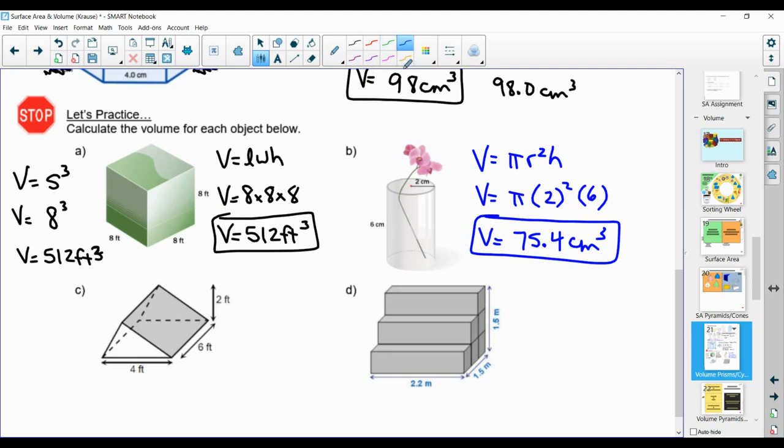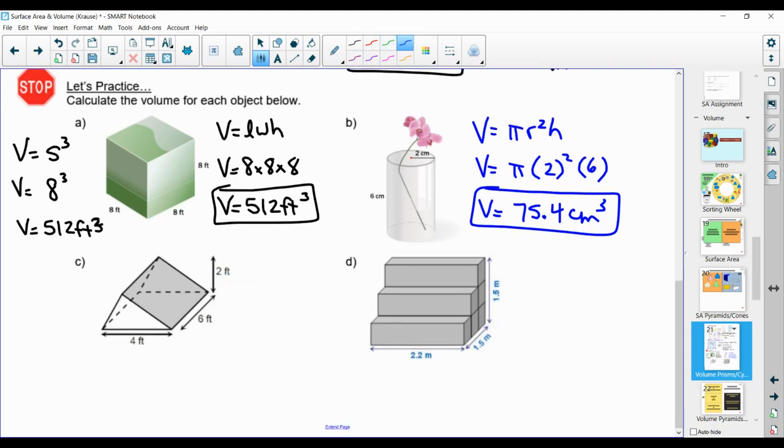All right, now let's take a look at our triangular prism. Again, the volume of a triangular prism is the area of the base, which is a triangle, so 1/2 base times height, times the height of the prism. Again, you can also think about that as just length times width times height divided by 2, which is often what I do when I'm doing a calculation.